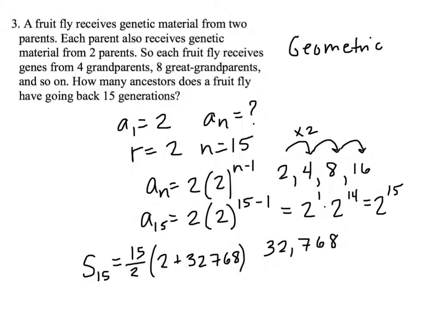So 15 halves, 7.5. 7.5 times 32,770. Alright. That fruit fly has 245,775 ancestors. That's why there's so many bugs on this planet.